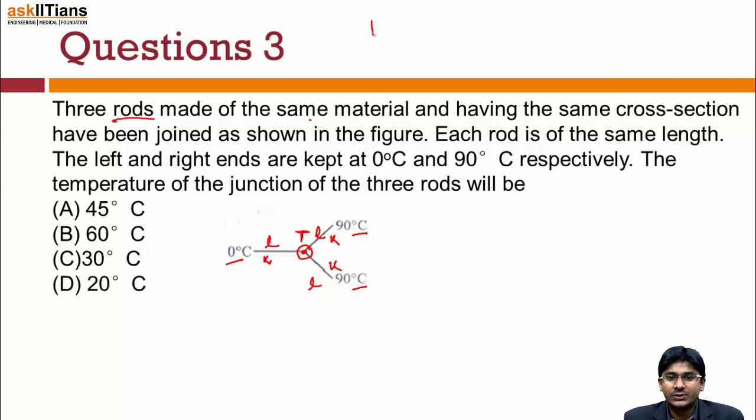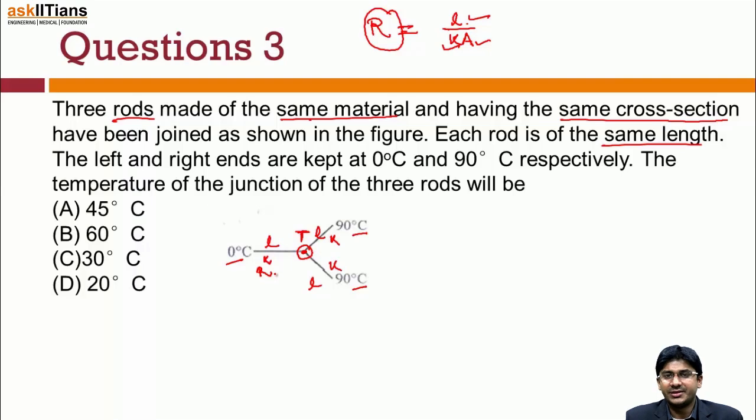Now what is the resistance of each of the rods? L by K into A. It is given that all three rods have the same cross section, so A is the same. They are made of the same material, so K is the same. And they are of the same length, so L is the same. So all three rods have the same thermal resistance R.